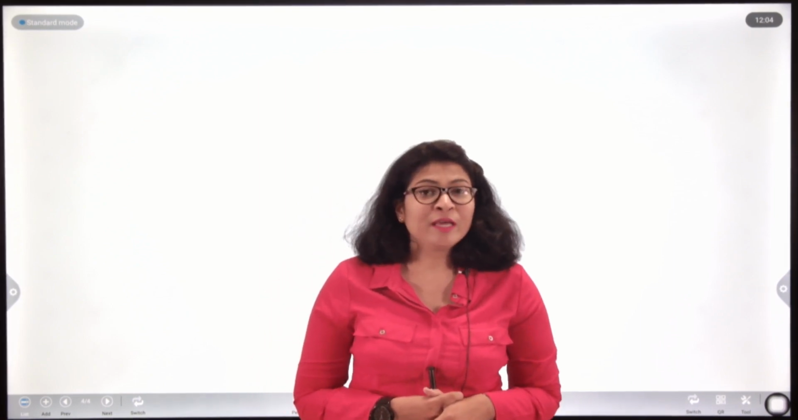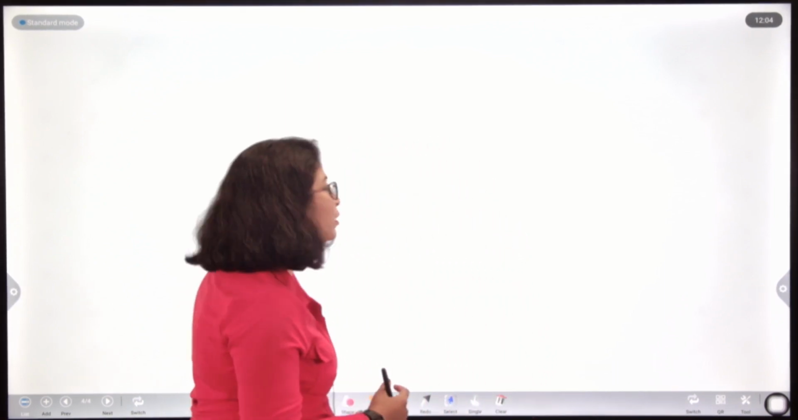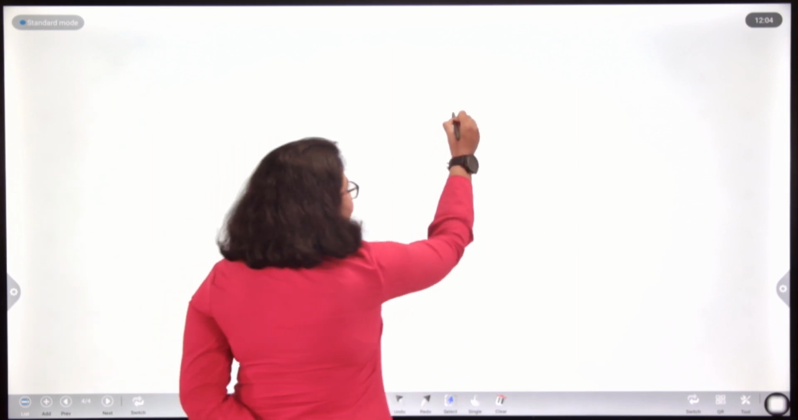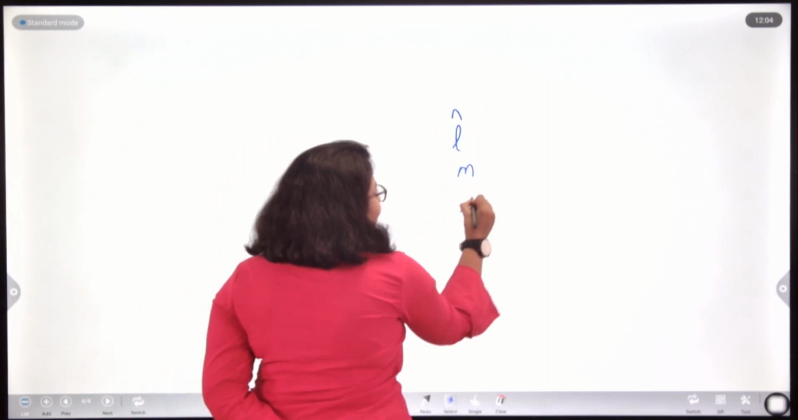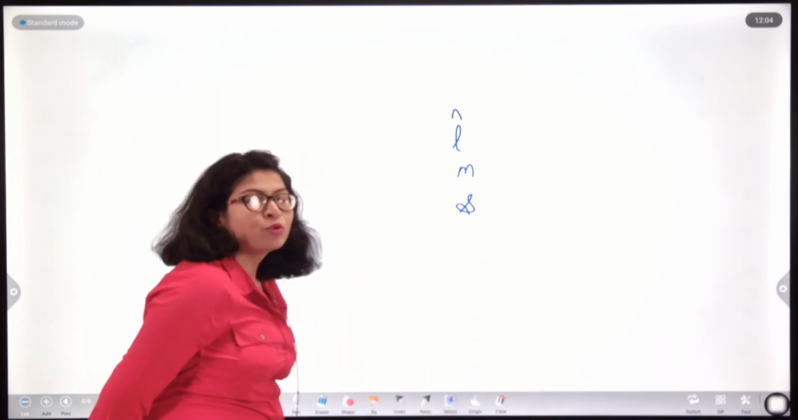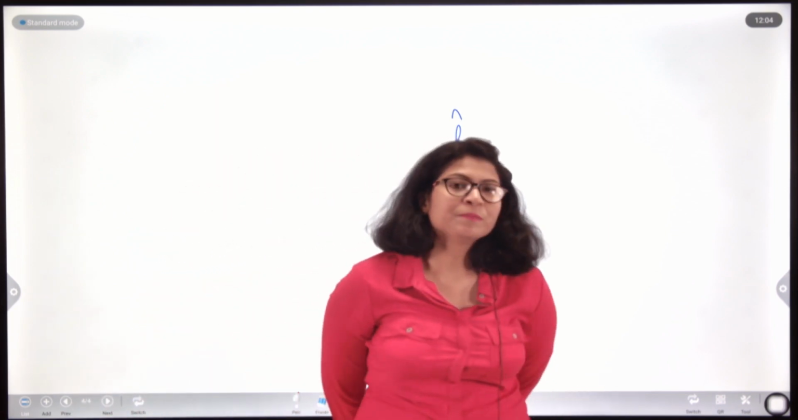So, hello all. In the previous lectures we were discussing quantum numbers and we came to know about 4 different types of quantum numbers, that is principal quantum number, azimuthal quantum number, magnetic quantum number and spin quantum number. So, what basically are quantum numbers?